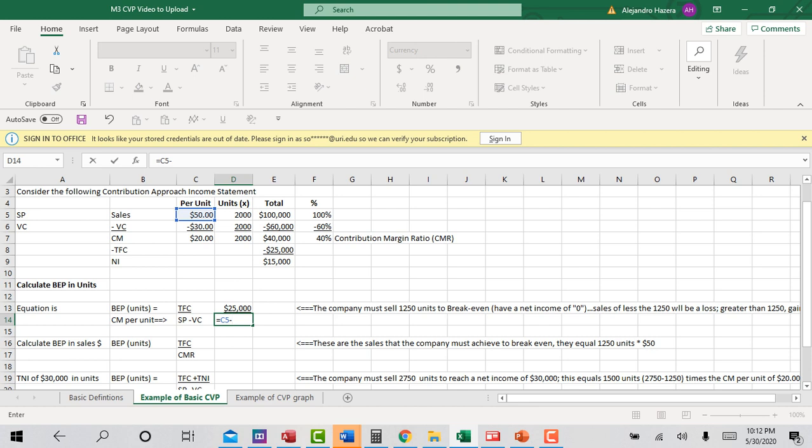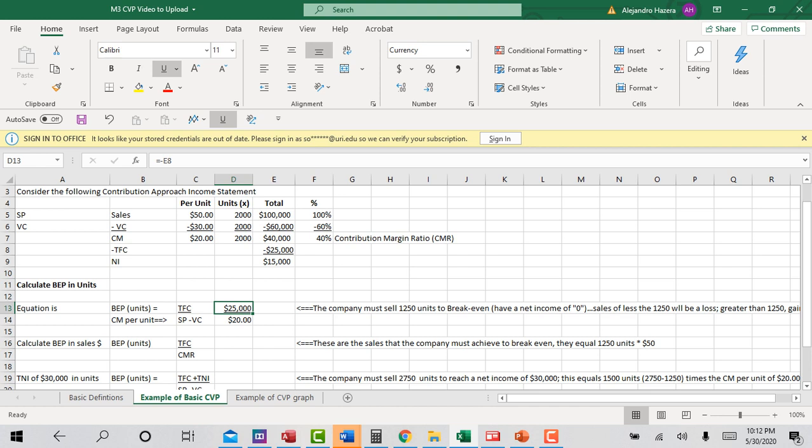Minus our variable price per unit. It's actually going to be a plus because it's already a minus, so we'll just do it like that. It's going to give you $20. So what this is saying is you've got to cover your total fixed cost to break even. Each unit contributes $20 toward that fixed cost.